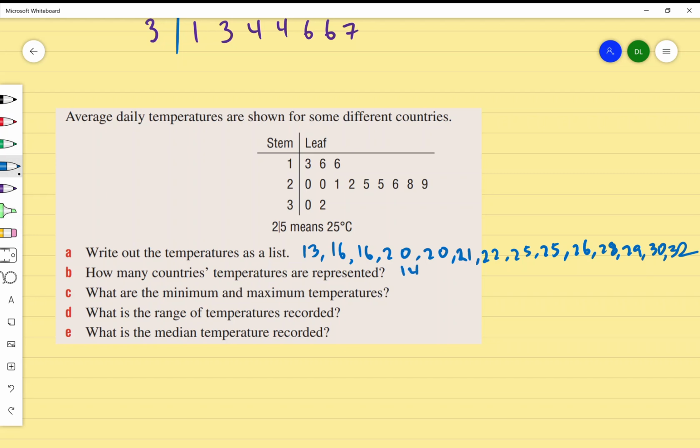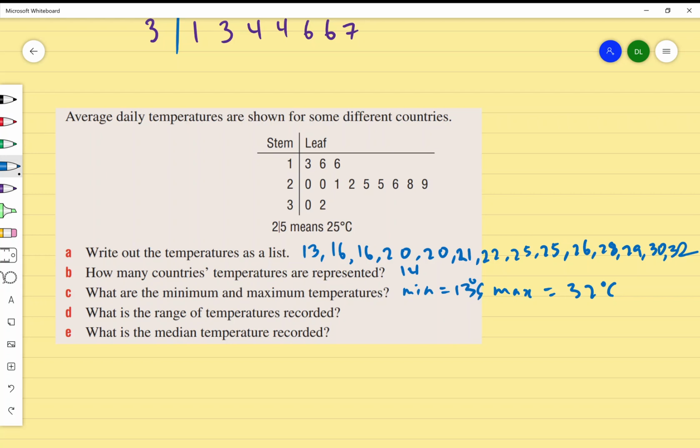What are the minimum and maximum temperatures? We can look at this and we can say, well, the smallest one's going to be the one in the most top left, which is going to be our 13. And a maximum value is going to be what's in the most bottom right, which is going to be not just 2, but 32. So we get 32 degrees and 13 degrees.